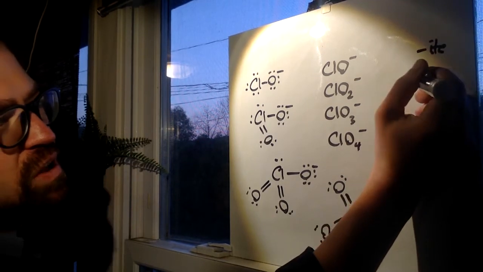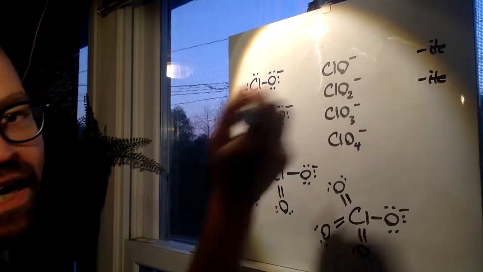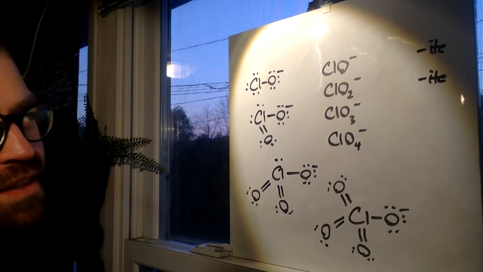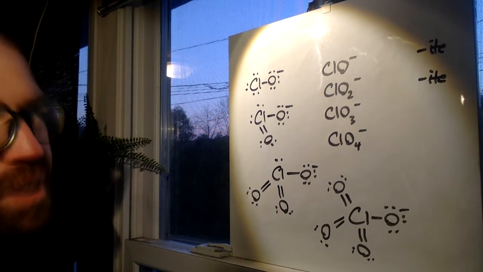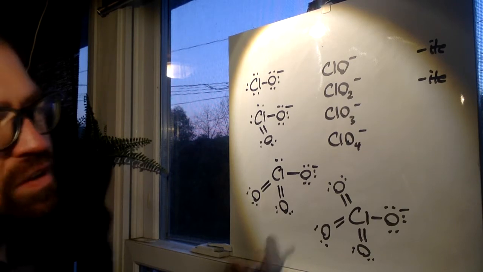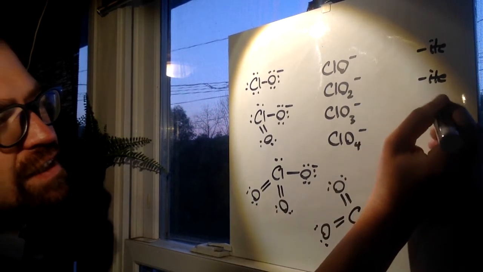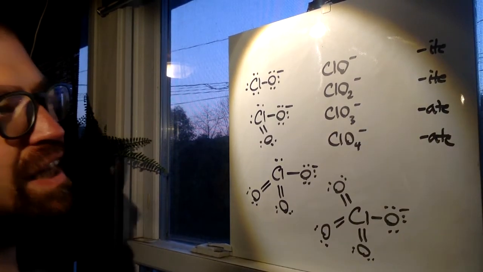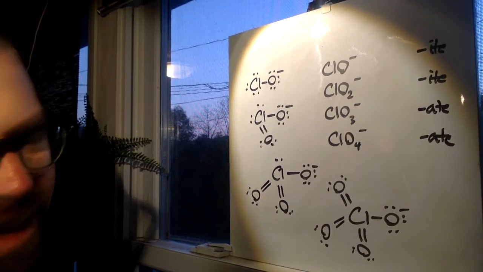All of the smaller ones will end in "ite." That's just a Latin word-forming suffix to indicate that it's smaller, versus "ate" is larger. And so you can just remember that by "ate" is great and "ite" is slight.